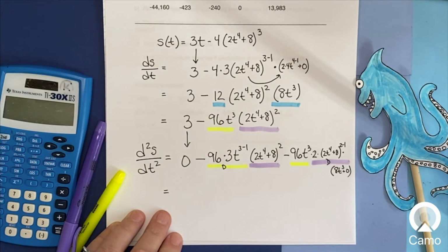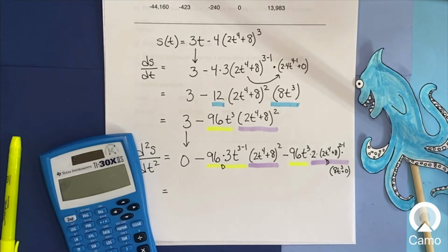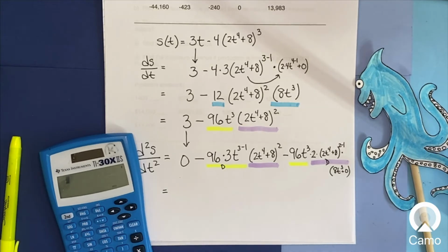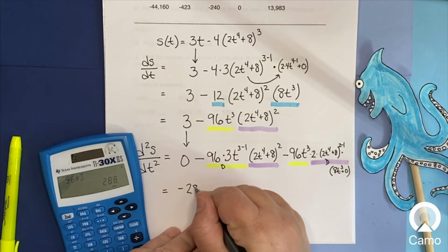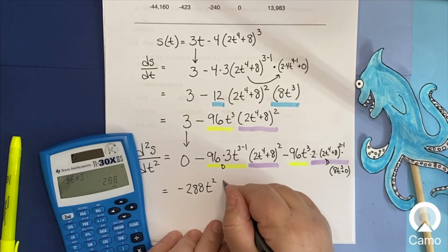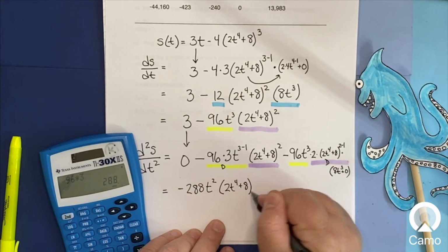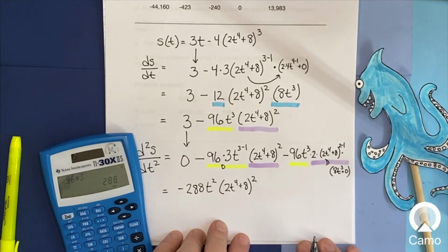0, I'm going to drop that. I'm going to go ahead into my calculator, and hopefully you do have a calculator because this one is going to take a lot of calculations. 96 times 3. Okay, so negative 288t squared, times the quantity 2t to the 4th plus 8, squared.